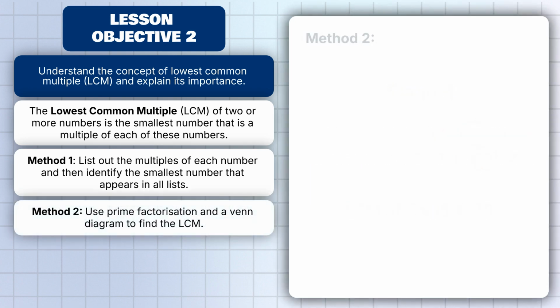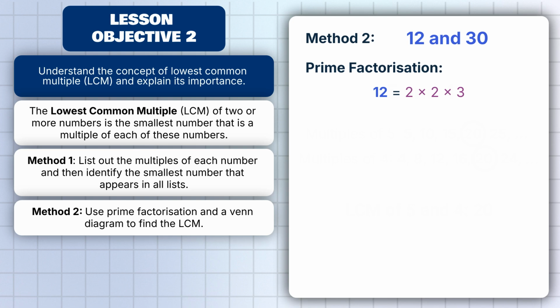Now let's move on to method 2, prime factorization and Venn diagram. Another effective way to find the LCM is by using prime factorization and a Venn diagram. For our example, we can find the LCM of 12 and 30. First, we must perform prime factorization. For 12, we get 12 equals 2 times 2 times 3. And for 30, we get 30 equals 2 times 3 times 5.